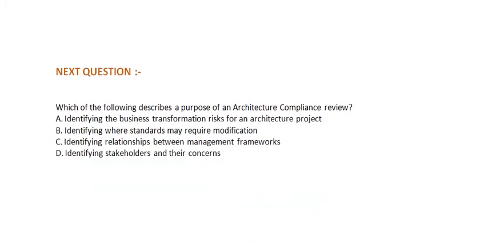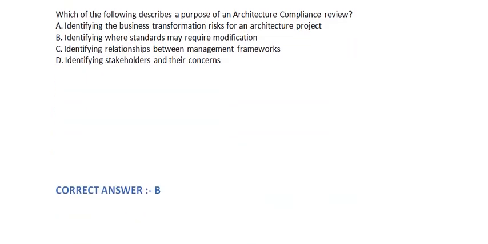Today we are covering questions and answers on TOGAF Foundation. Today's questions are, which of the following describes a purpose of an architecture compliance review? Option A, identifying the business transformation risks for an architecture project. Option B, identifying where standards may require modification. Option C, identifying relationships between management frameworks. And option D, identifying stakeholders and their concerns. The correct answer is option B.